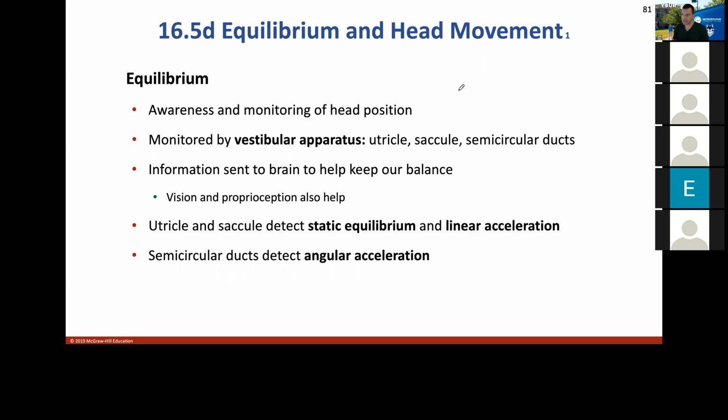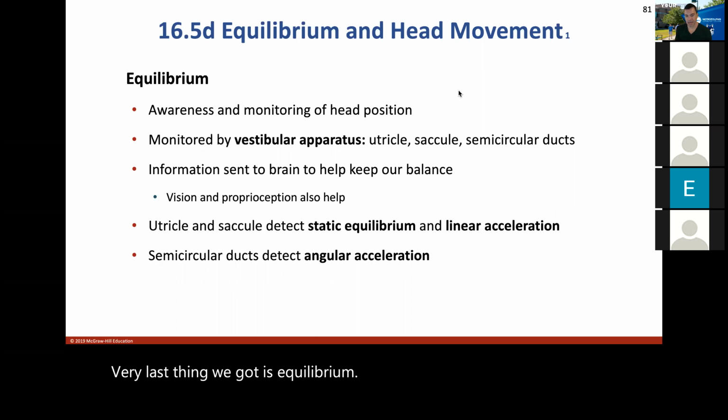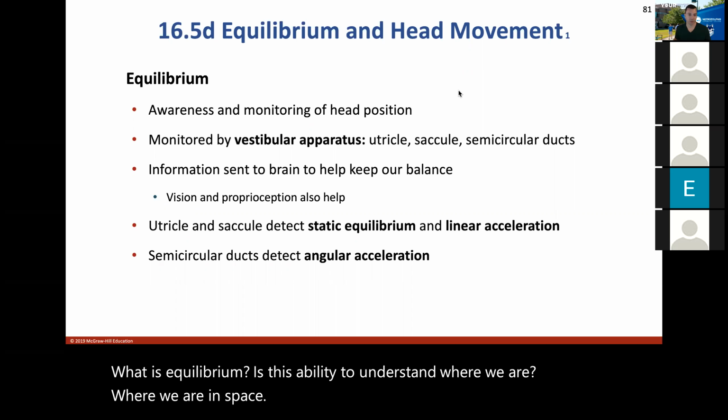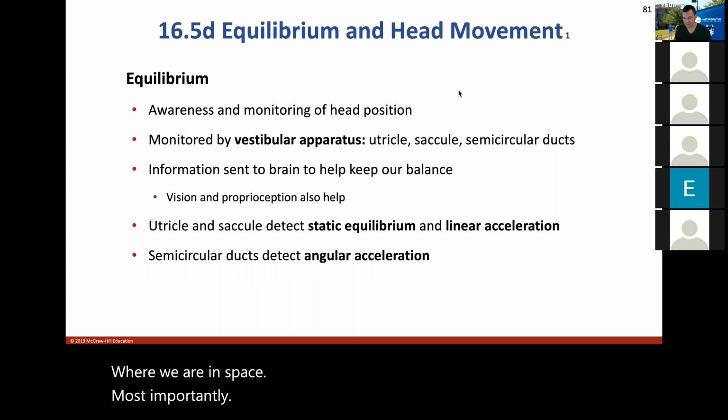Very last thing we got is equilibrium. What is equilibrium? It's this ability to understand where we are in space, most importantly, where our head is at. Because everything depends on where our head is at.